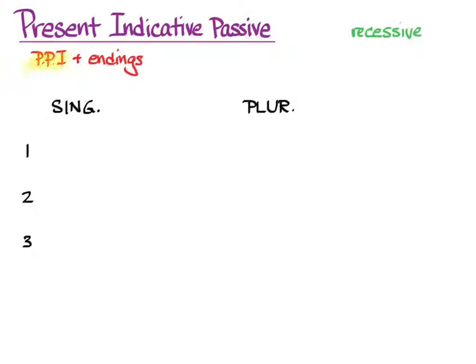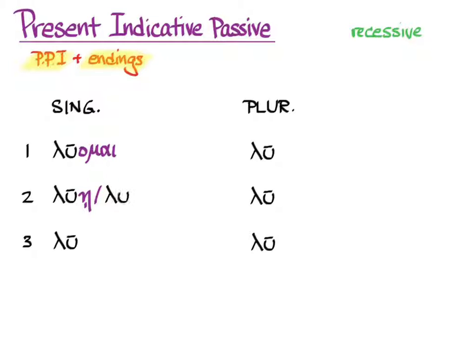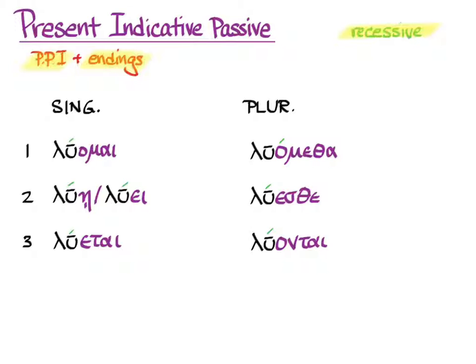We need the first principal part stem plus the endings: omai, e or ei, etai, ometha, esthe, and ontai. Then we need recessive accent. Remember that alpha iota at the end of a word counts as short for the purposes of accent. So that's where our accents go.